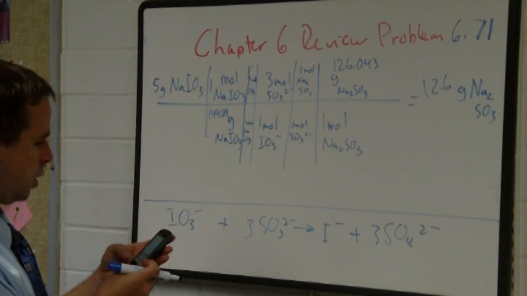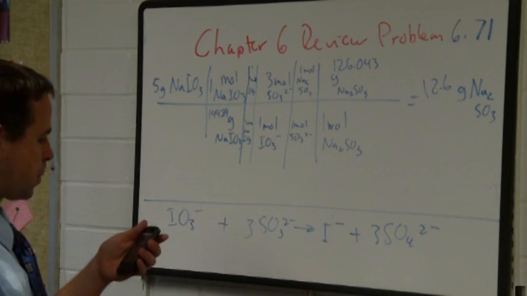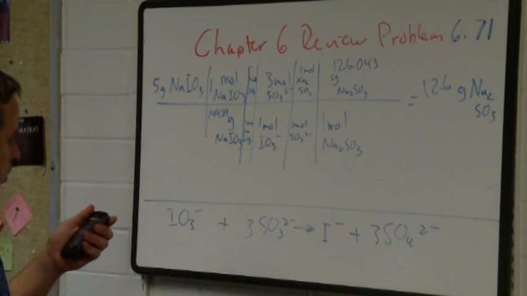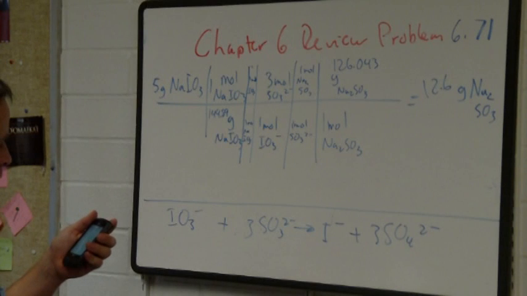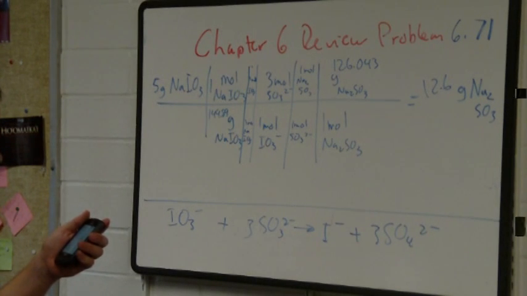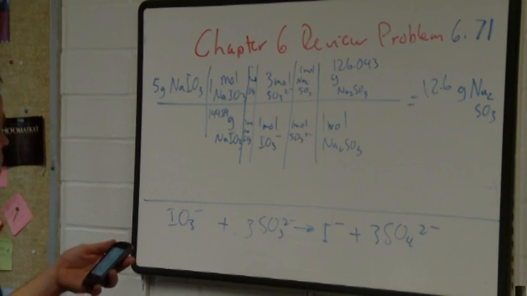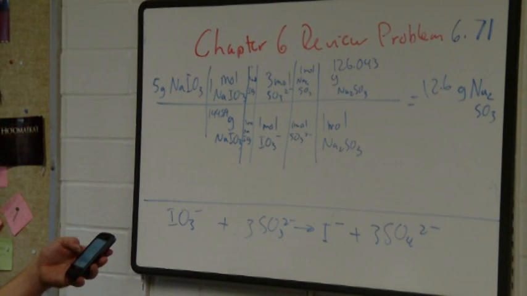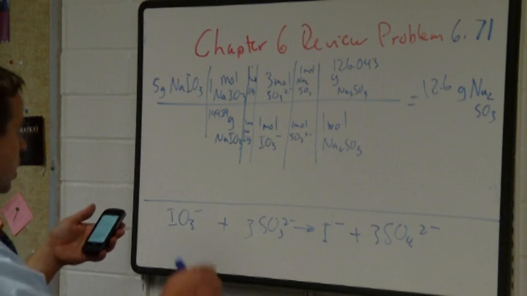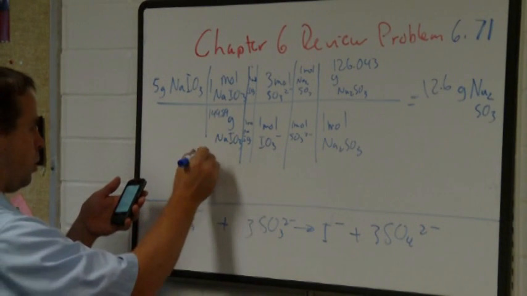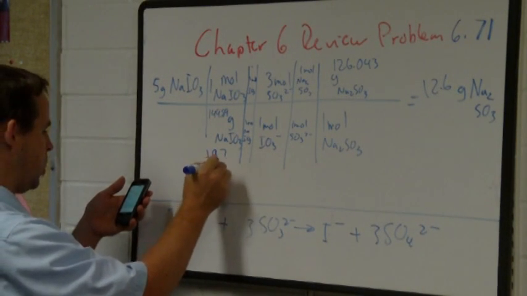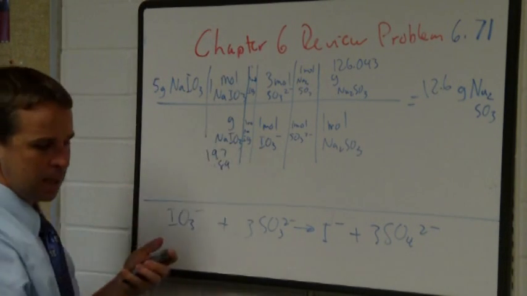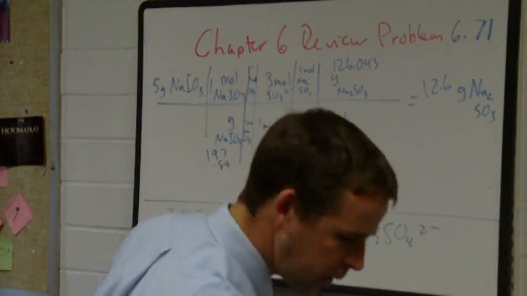Let's double check that one. Molar mass of sodium iodate. Oh, yeah. This one's not right. Sorry about that. I chose the wrong one. It's 197.89. That's sodium iodate. This was sodium iodide. Wasn't clear enough when I pronounced that.